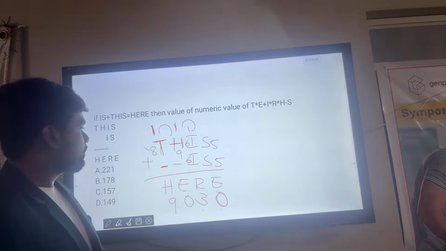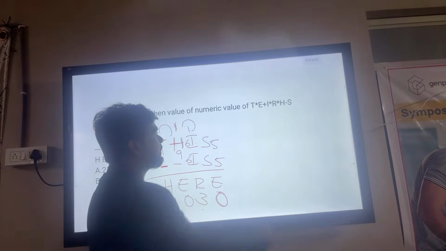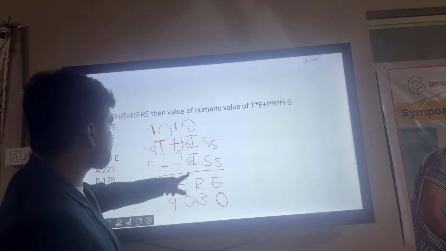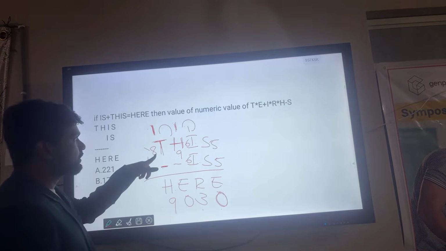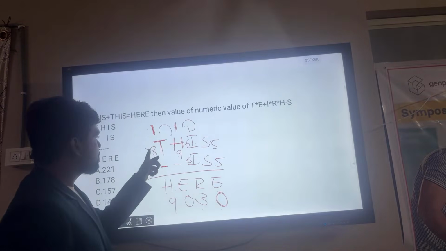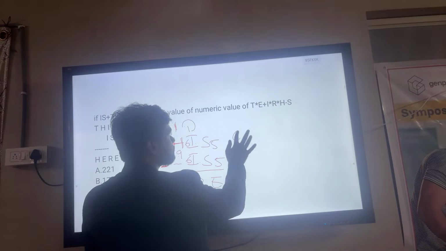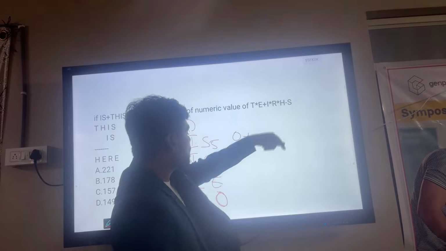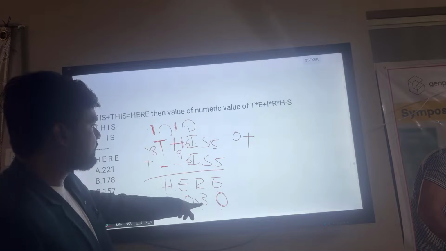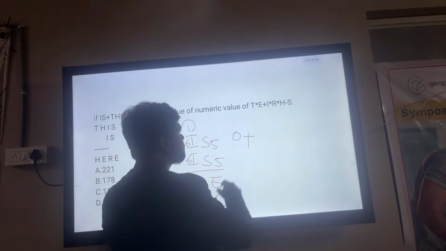Okay. So here one equation they are giving you: T into E plus I into R minus H into S. First, the T value is what? 8. Into E value. E value is what? 0. 8 into 0 is 0, plus I into R. What is the I value? 6. R value 3. 6 into 3 is 18.